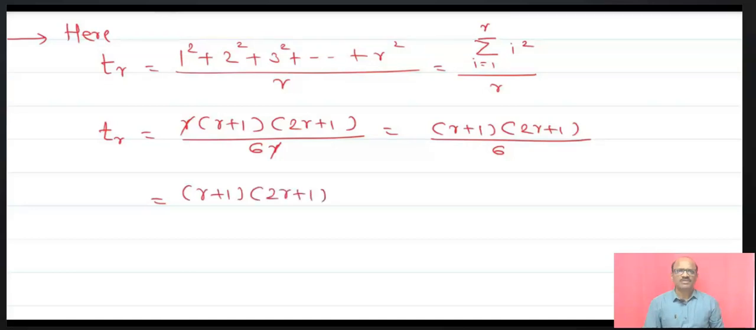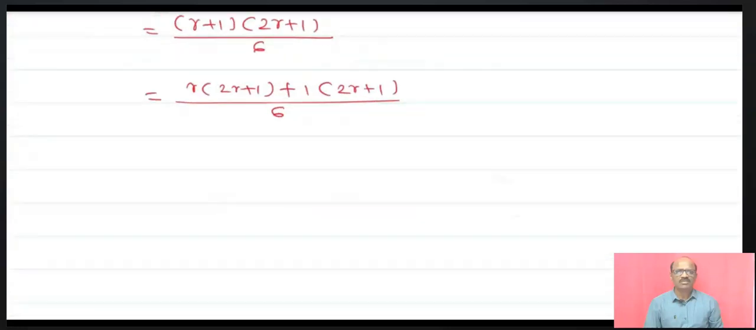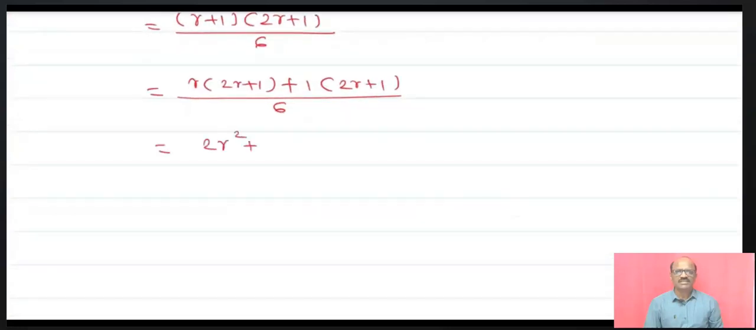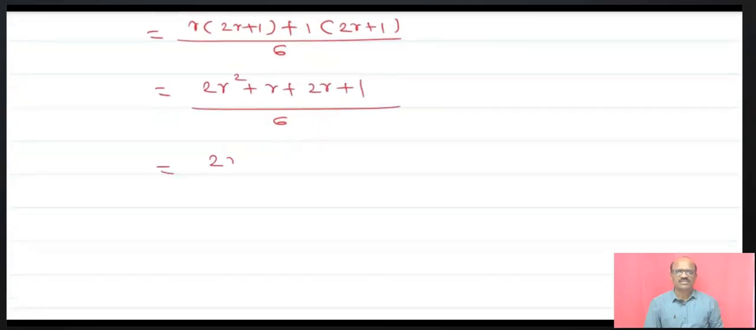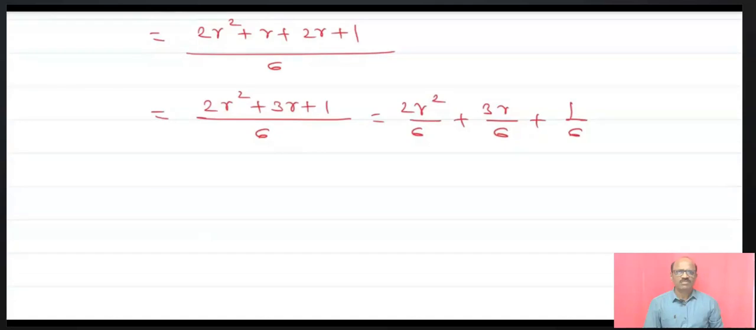That is r(r+1)/6 · [r(2r+1) + 1(2r+1)]/6, that is equal to (2r² + r + 2r + 1)/6, that is (2r² + 3r + 1)/6. Now here we will apply the formula for the summation. That is 2r²/6 + 3r²/6 + 1/6.